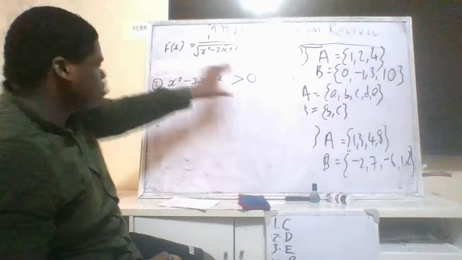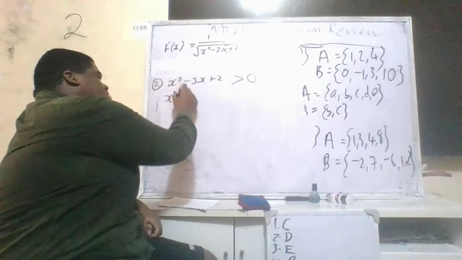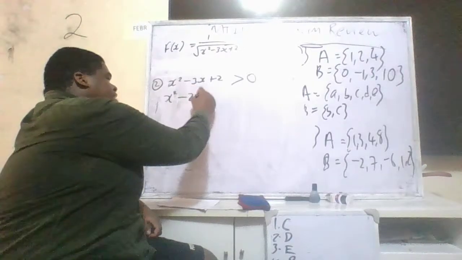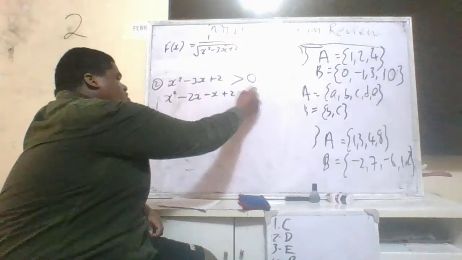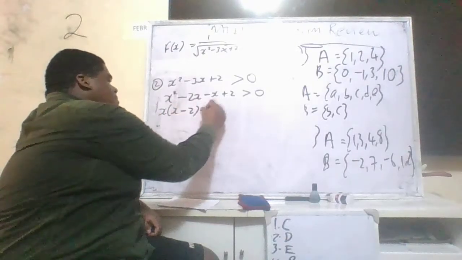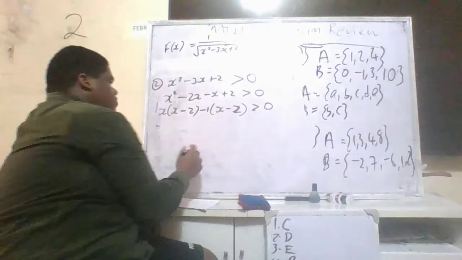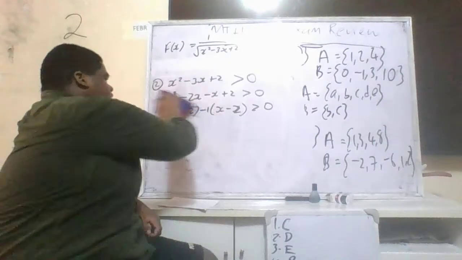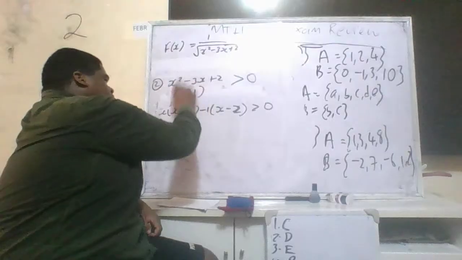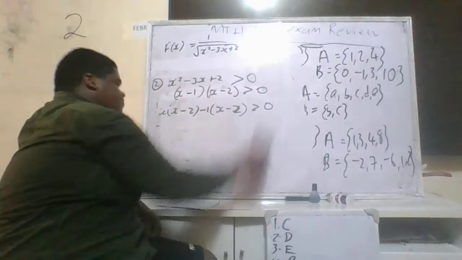Now, let's solve for x squared minus 3x plus 2 being strictly greater than 0. You solve for that by factoring. So we have x squared minus 2x minus x plus 2 is strictly greater than 0. We have x times x minus 2, minus 1 times x minus 2, is strictly greater than 0. So what we have here is x minus 1 times x minus 2 should be strictly greater than 0.